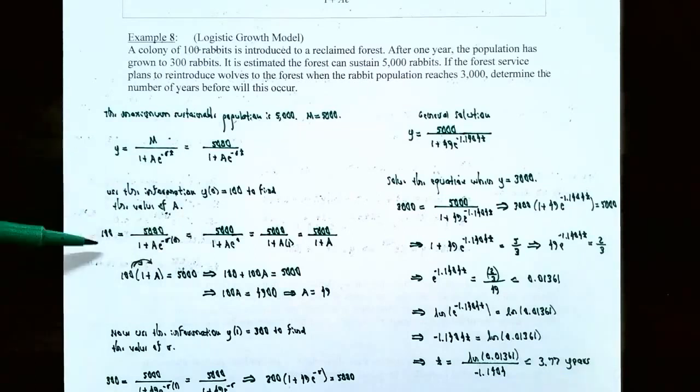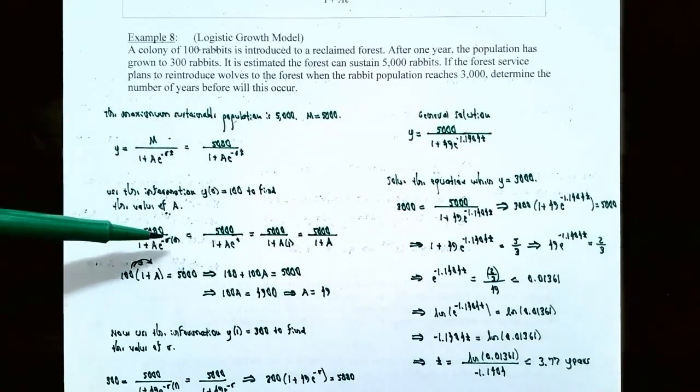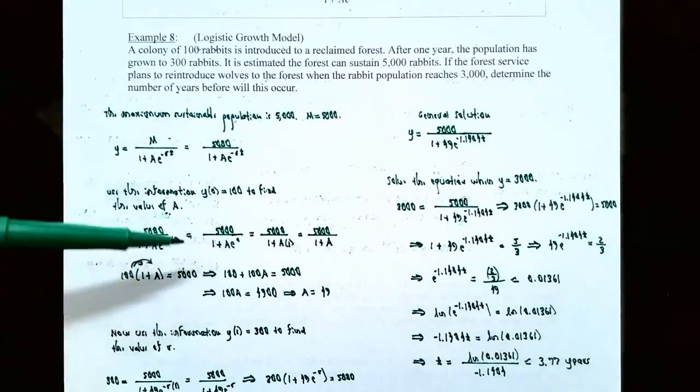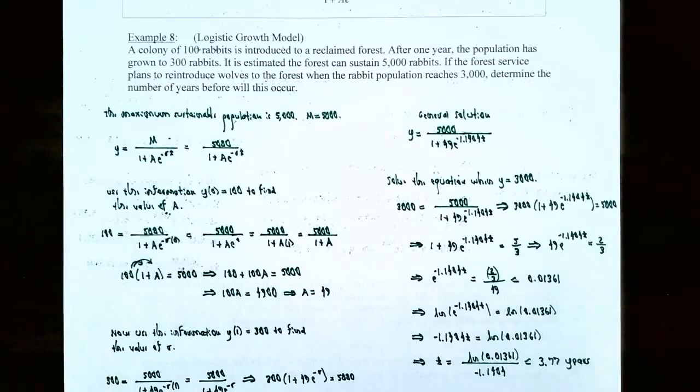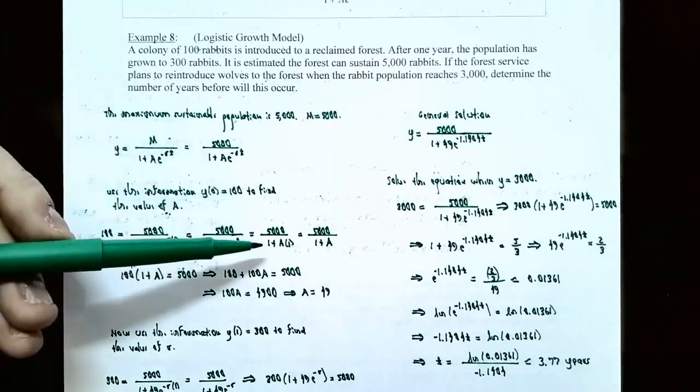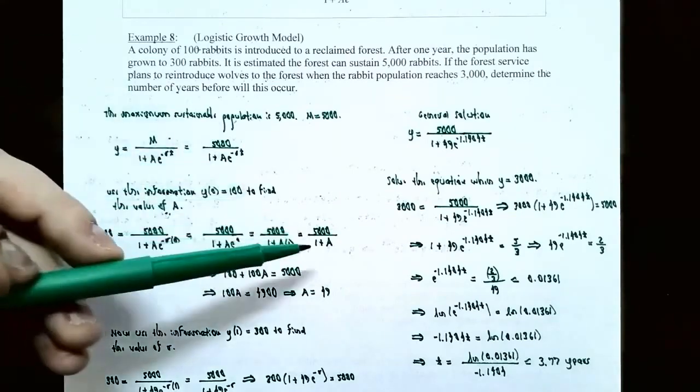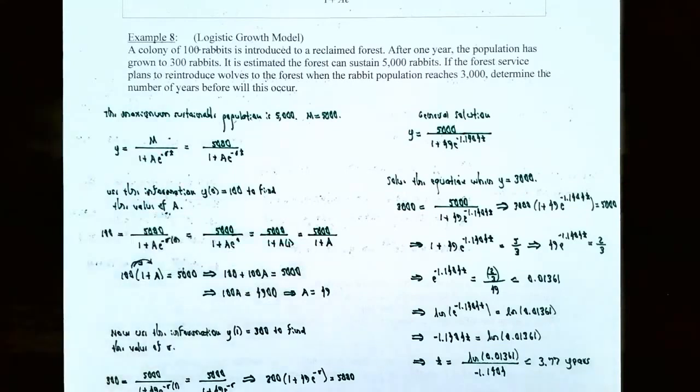If you replace the y with 100, you have 100 is equal to 5,000 divided by 1 plus capital A e to negative r times t. Well, t is replaced with 0, so negative r times 0 in the exponent. That's 5,000 divided by 1 plus capital A e to the 0 power. E to the 0 is 1, so the denominator just becomes 1 plus A times 1, which is just 1 plus A. So 5,000 divided by 1 plus A is equal to 100.